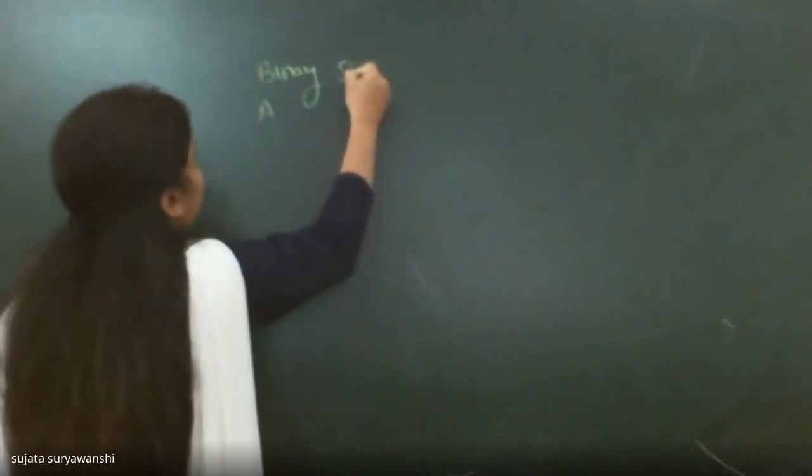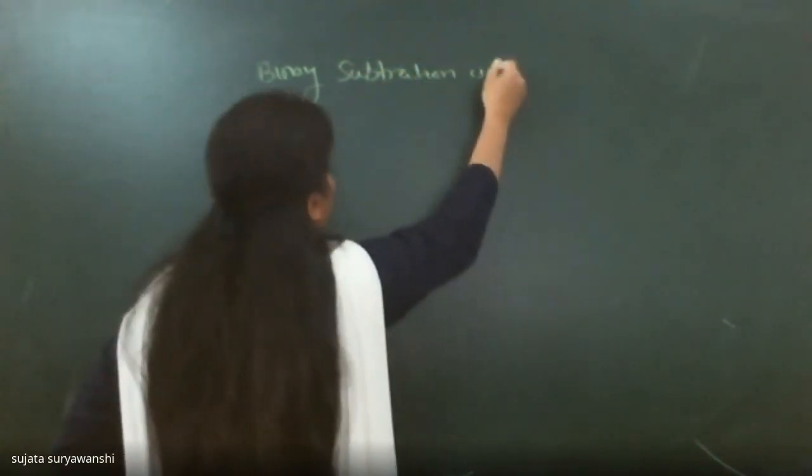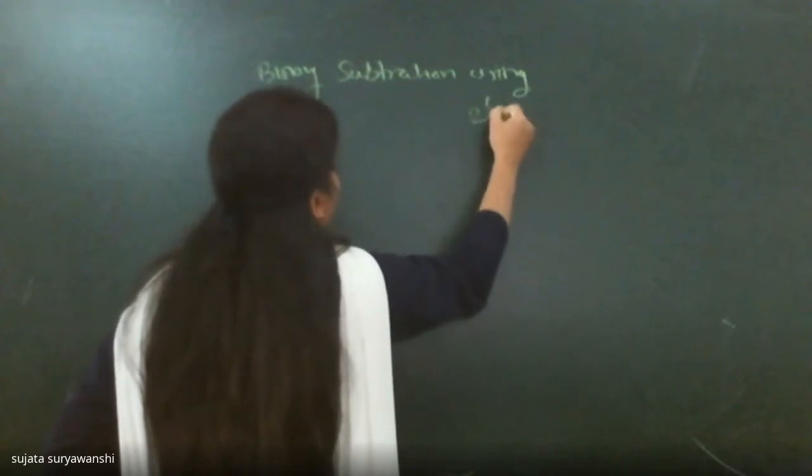So we'll see the next concept, that is binary subtraction using 2's complement method. We'll see the next example. Suppose we'll see one example here.